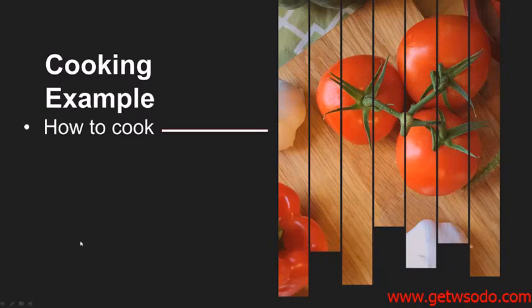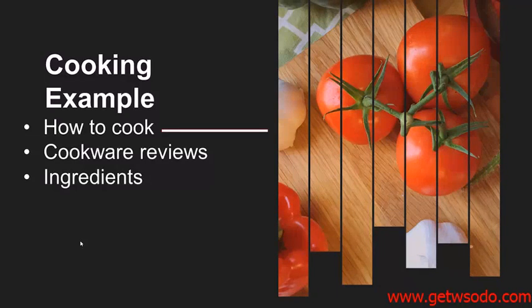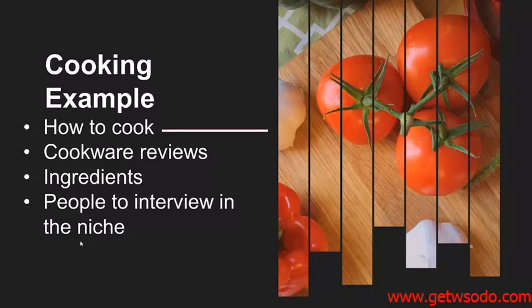And so we've gone through a few of these. During the cooking example, you could say how to cook blank. You could do cookware reviews. You could do different ingredients. And then you could also do like people to interview in your niche. Maybe you can do a Google Hangout with somebody that's based on your topic, or maybe interview somebody at a live event. And you could rank for that person's name if they have some influence, if you set it up right.